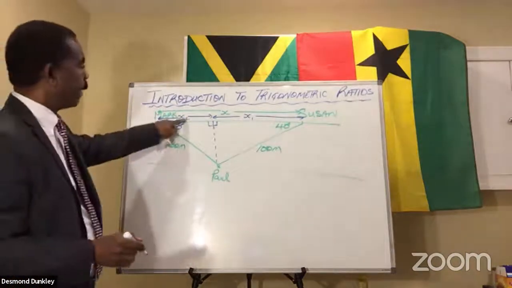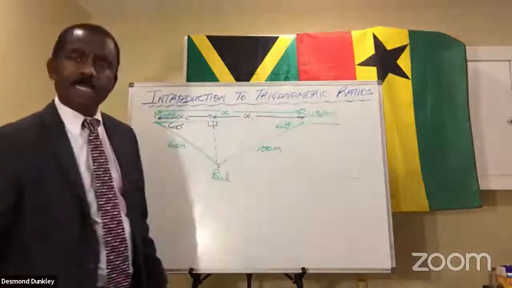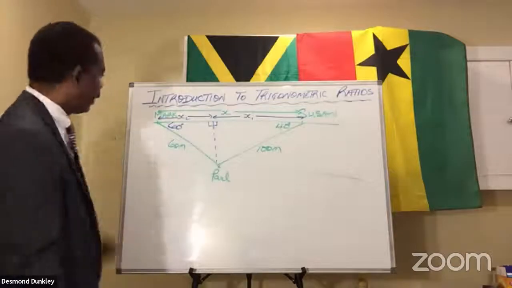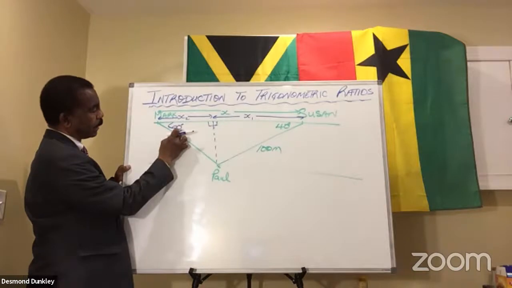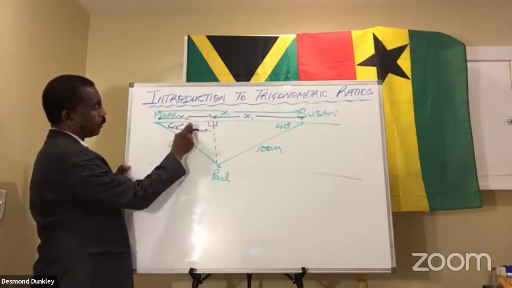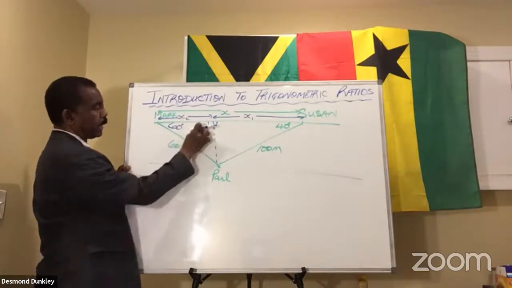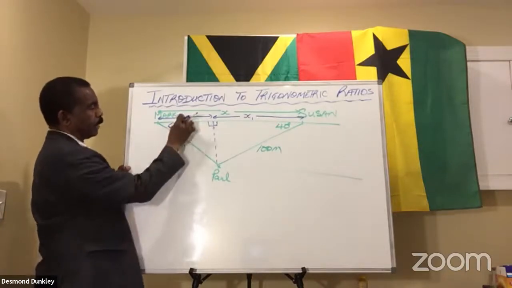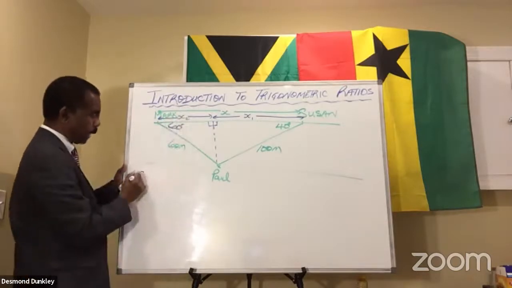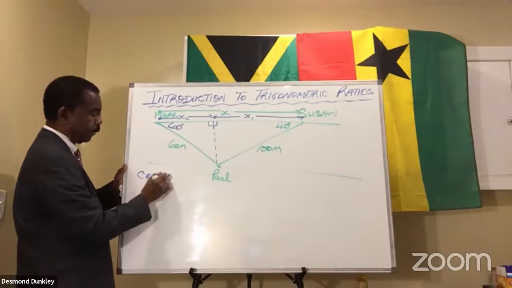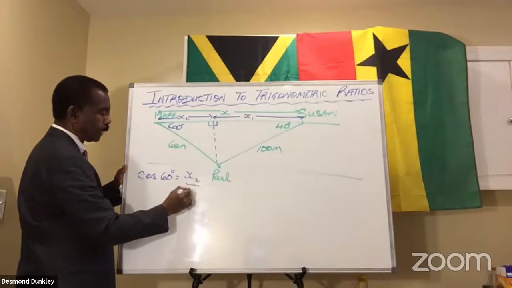If I can find this length, and then I can find that length, add them together to give me the total distance. Make sense? Okay, so if this is 60 and this is 60 degrees, what is x2? Well, what is the name of this side and what is the name of this side? This is 90 degrees, so this is the hypotenuse. This is x2 and this is the angle, so this is the adjacent. So cosine 60 degrees is equal to x2 over 60 meters.